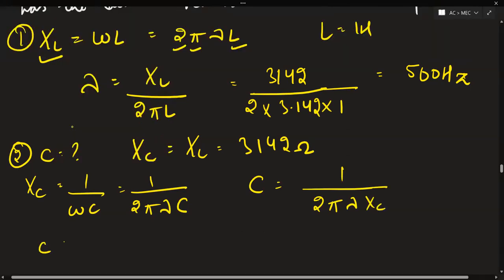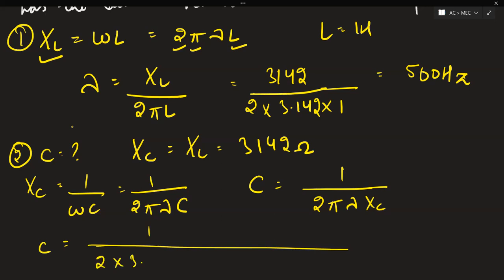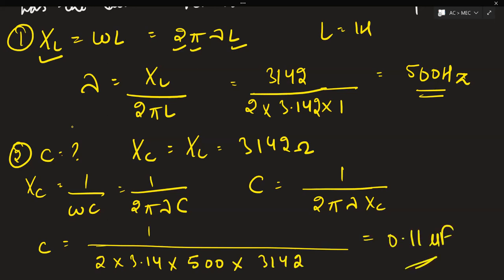So capacitance will be equal to 1 divided by 2 into 3.14 into frequency. Frequency we've calculated as 500. Xc is 3142. When you solve this, you will get the value exactly like your classmates are getting, 0.11 microfarad. This will be the answer. Alright, class, note it down. Then we will begin with a new topic, LCR circuits.